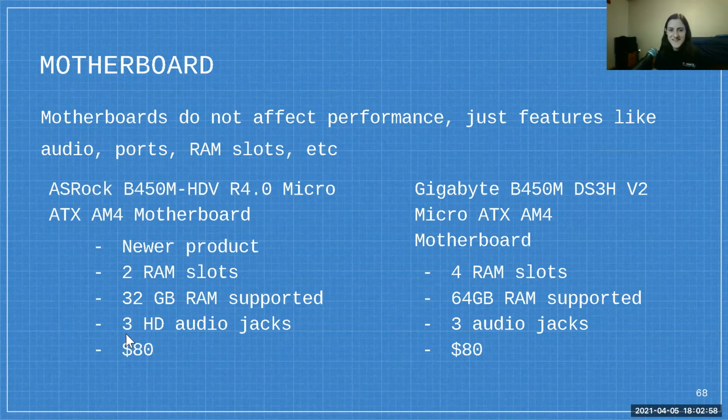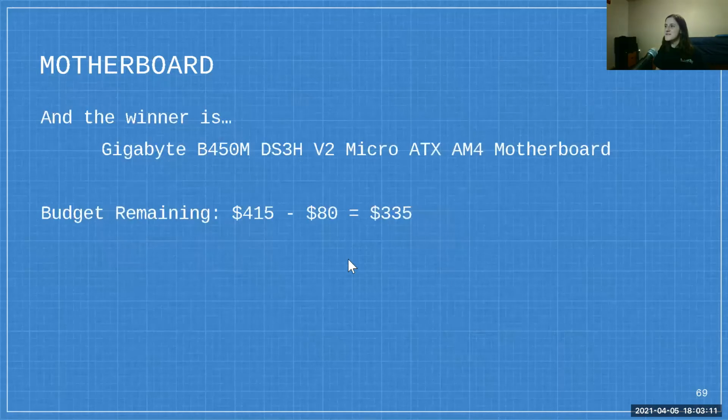All right, it looks like we got a lot of Gigabyte. Yeah, HD audio for the ASRock, yeah, for sure. But we went ahead and we went with Gigabyte because of the more RAM. We wanted to allow somebody to kind of upgrade if they wanted to. And so that's what we went with. So now we have about $335 remaining.